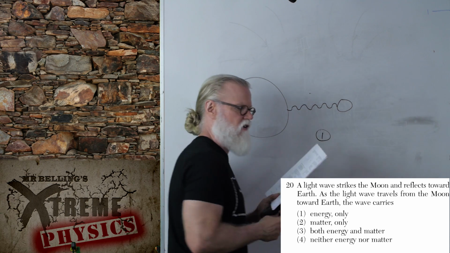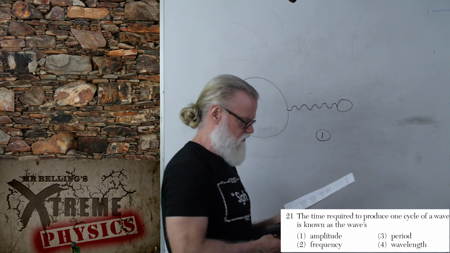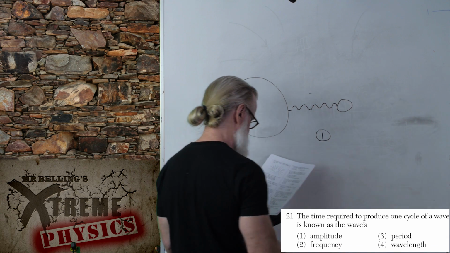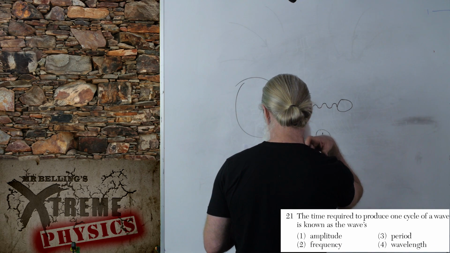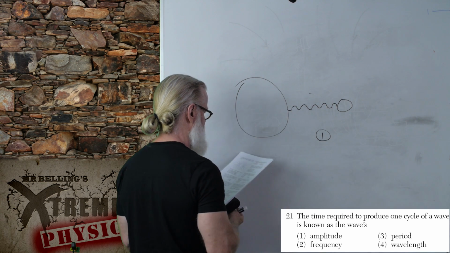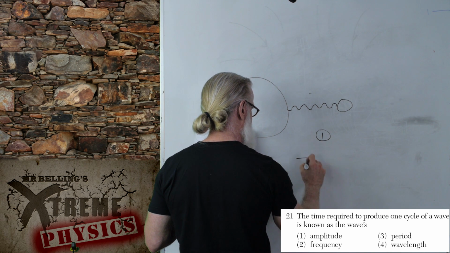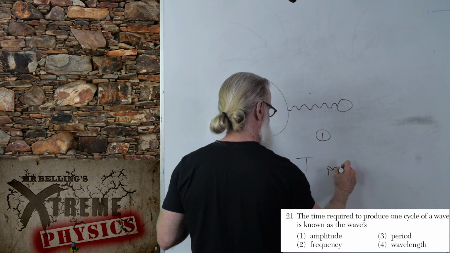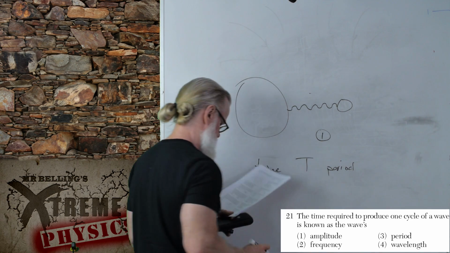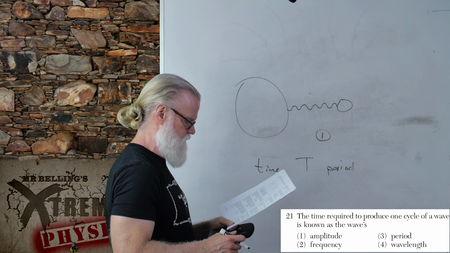Waves transfer energy. The time required to produce one cycle of a wave is known as the wave's... Oh, there we go. The time. Time for one wave. Well, that's capital T. That is period. The time required to produce one cycle of a wave is the period.